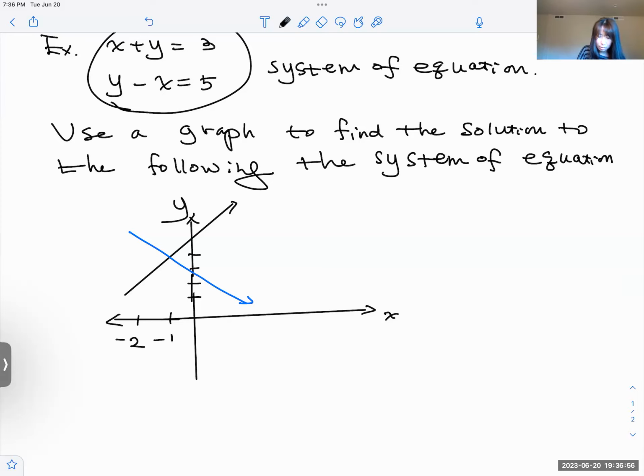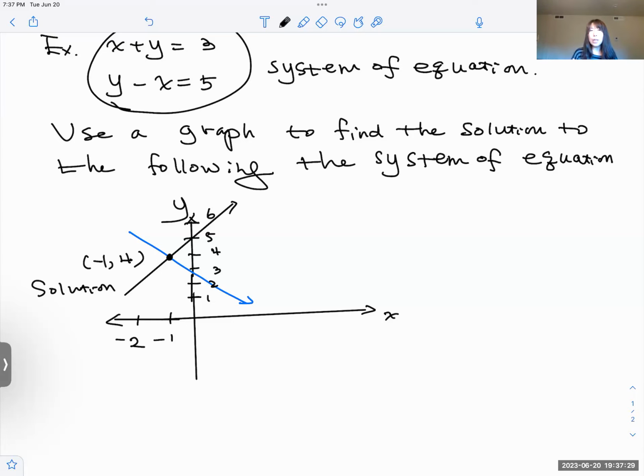So what do you think? So we're gonna just use the graph. So the solution will be this point, one solution, right? So what will be? -1 and 4. -1 and 4 is the solution. Very good.